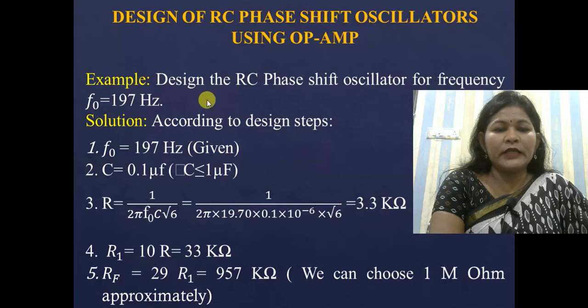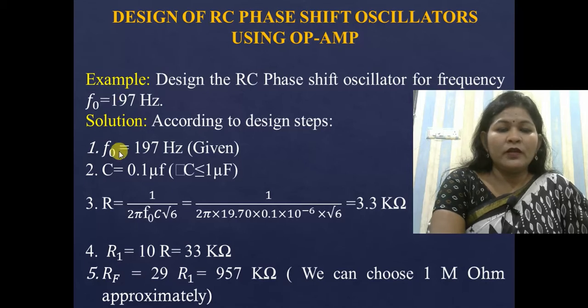So let's take an example. Design the RC phase shift oscillator for the given frequency f naught equal to 197 Hertz. The f naught is given, so according to our design steps, the first step is to choose the oscillation frequency, which is 197 Hertz. The second step is to calculate the value of capacitor C, which will be less than or equal to 1 microfarad. Here I am choosing the value of capacitor C equal to 0.1 microfarad.